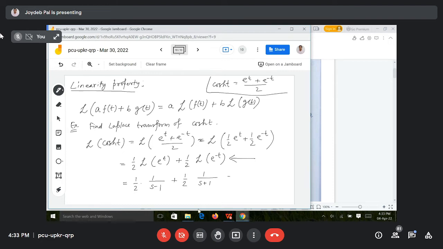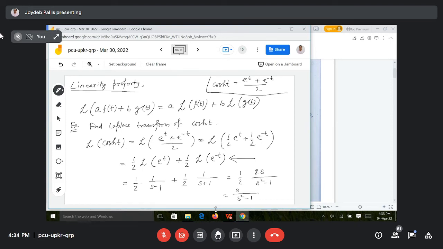Now you can simplify it and write what the function is ultimately. It will be s plus 1 plus s minus 1, so it will be 2s, right? 2s divided by s square minus 1. So ultimately it is s by s square minus 1. Right? So it is the Laplace transform of cos hyperbolic t.